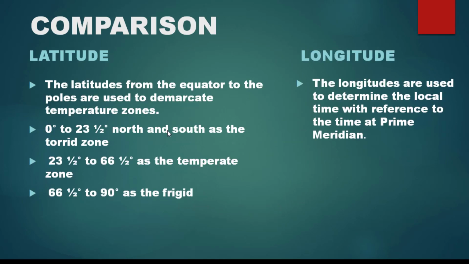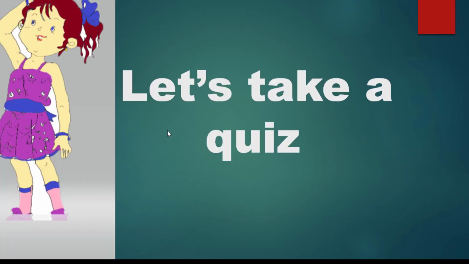The latitudes from the equator to the poles are used to demarcate temperature zones. For example, 0 to 23.5 degree north and south is called the torrid zone. 23.5 degree to 66.5 degree north and south is called the temperate zone. 66.5 degree to 90 degree is called the frigid zone. And longitudes are used to determine the local time with reference to the time at the prime meridian.